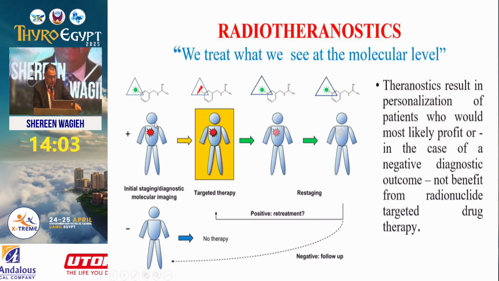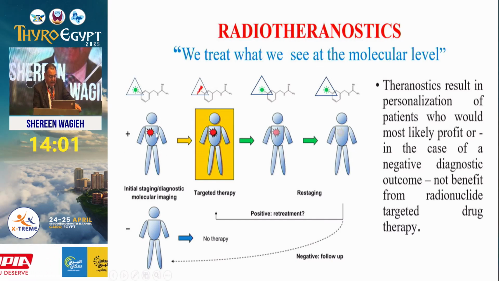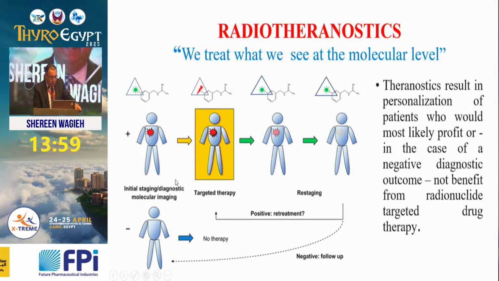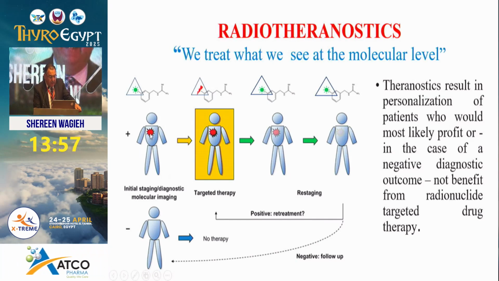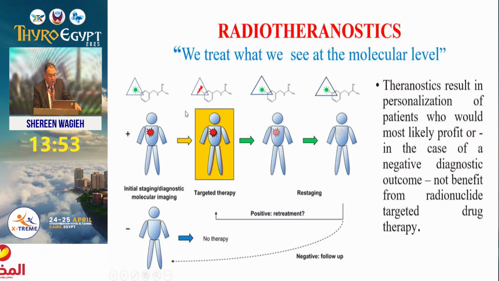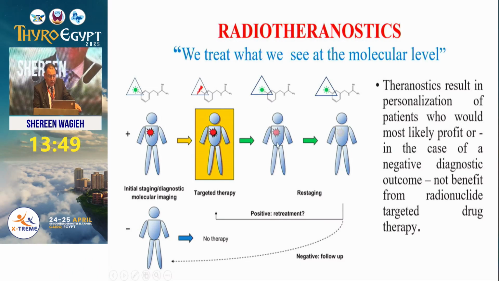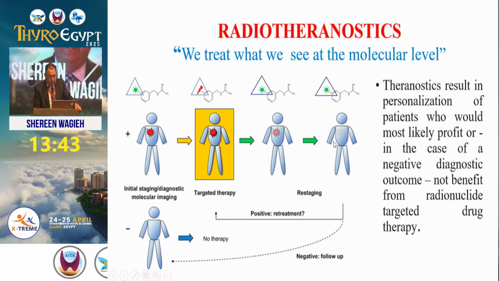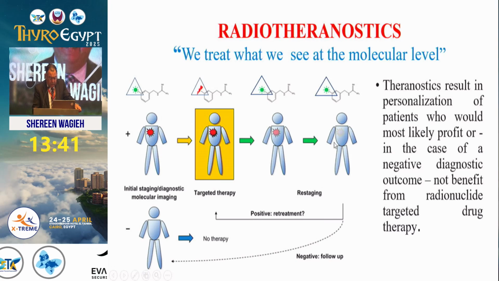This is shown here. In a patient with malignancy, we can do imaging, which is diagnostic molecular imaging. If there is extensive expression of the target during imaging, you can give targeted therapy, then do follow-up imaging again. You either give another dose of treatment, or if there is complete remission, just follow-up.